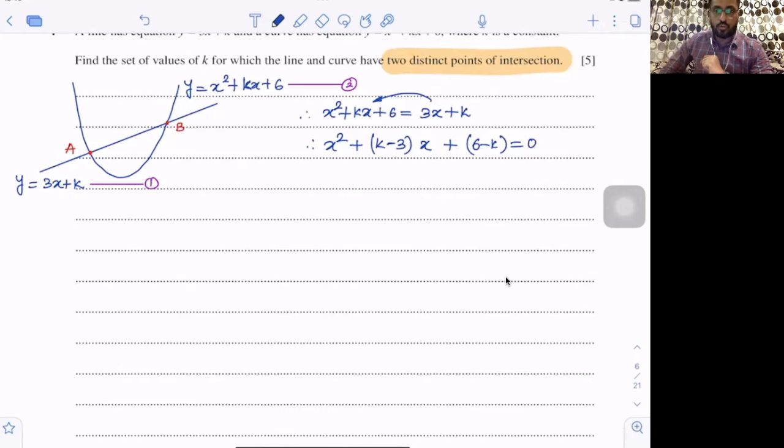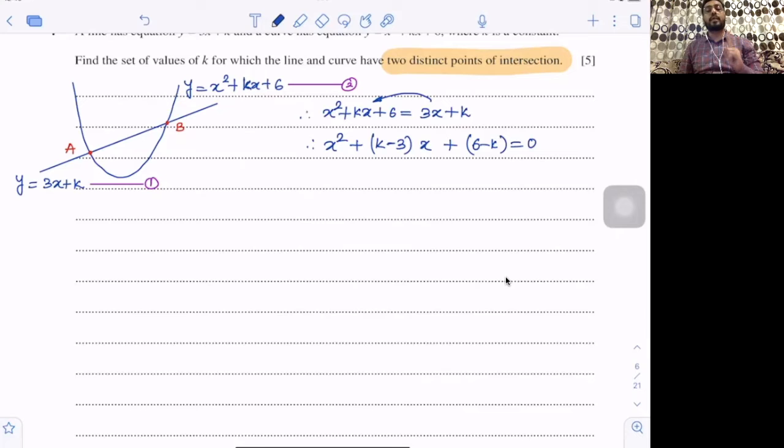Solve this quadratic equation in x. You will be getting two values of x, and these two values of x are what? They are the x coordinates of the points of intersection A and B. Now students, look at this. Since it's a quadratic equation, it is bound to give you two values of x, right? Now these two values need to be different. These two values need to be distinct. The question says that the line and the curve should intersect each other in two distinct points. So when I solve this quadratic equation, I should be getting two different values of x, right? And the values must be real also.